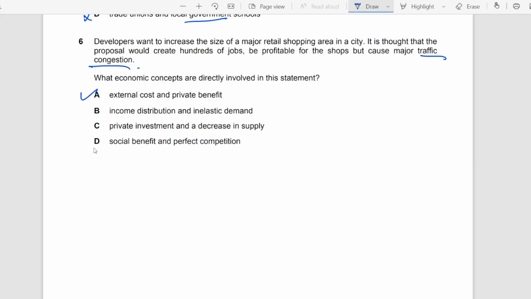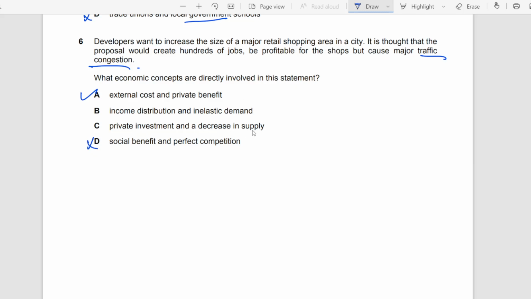The other options must be wrong, definitely. Social benefit, there's no social benefit here? Yeah, there's social benefit as well. There's creation of jobs. So creation of jobs is a social benefit, the benefit to the third party. And perfect competition. But we don't see an example of perfect competition here, so D is wrong.